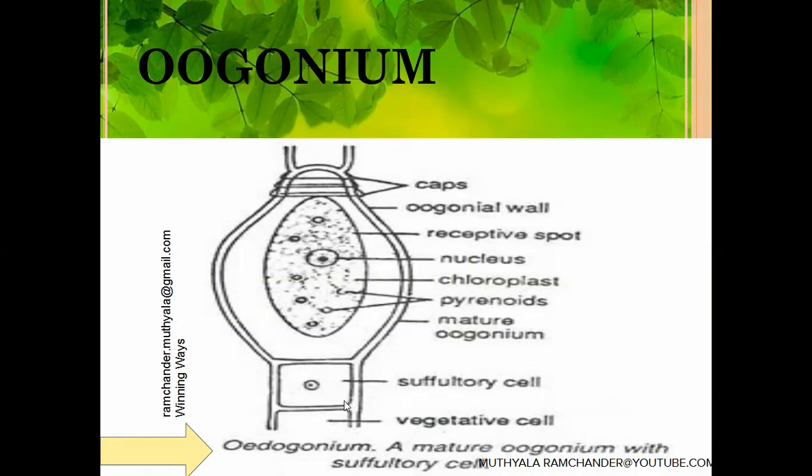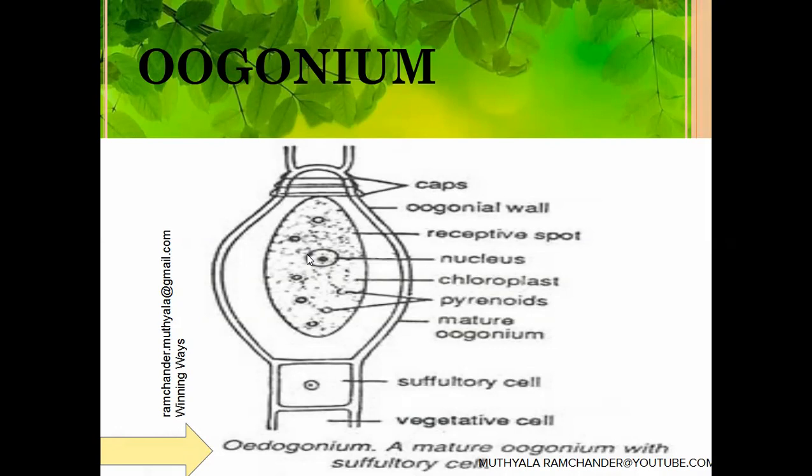Below the cap cell, a suffultory cell or basal cell is present. Initially, the cap cell participates in division to form the suffultory cell and the oogonium cell. The oogonium is a swollen structure containing one haploid female gamete, the egg, with a nucleus, and on this egg the receptive spot is present. Finally, the male gametes or antherozoids are received by the receptive spot to form a diploid zygote. This is the process of macrandrous sexual reproduction.